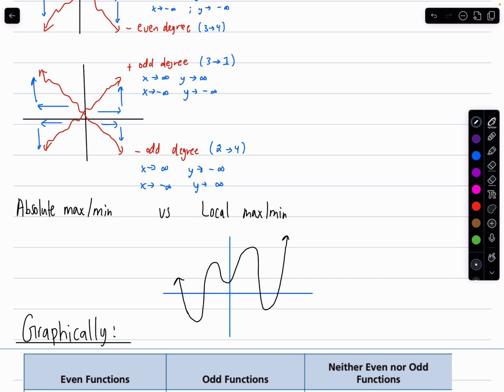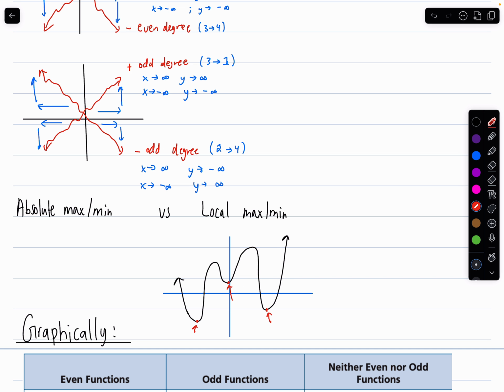An absolute max refers to the absolute, meaning there is no point above this point. That's what the absolute max means. The absolute min would mean there is absolutely no point below this minimum. So if you look at this function, we have this minimum, this one, and this one as well. Three minimums. But which one is the absolute minimum?